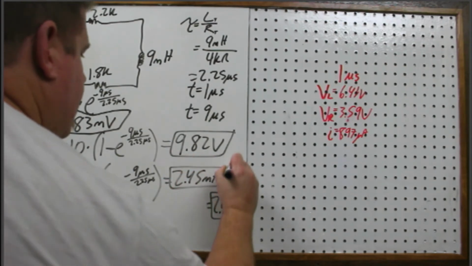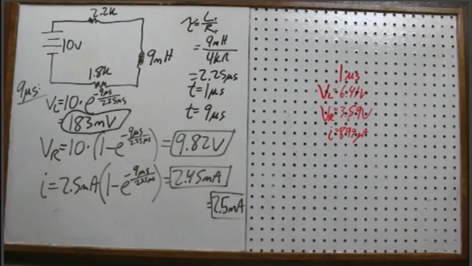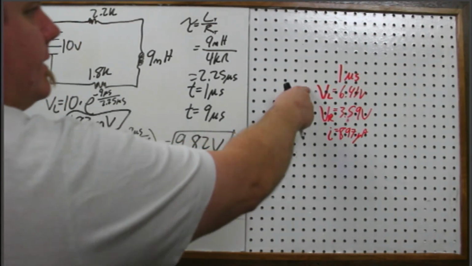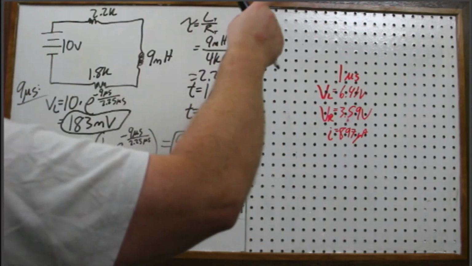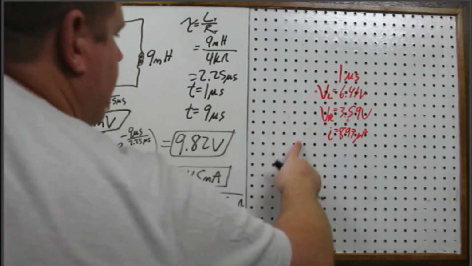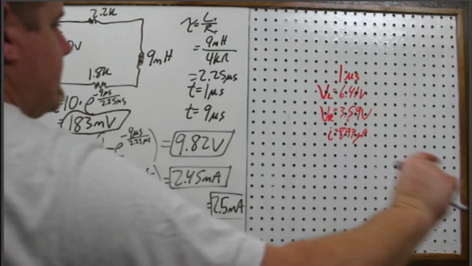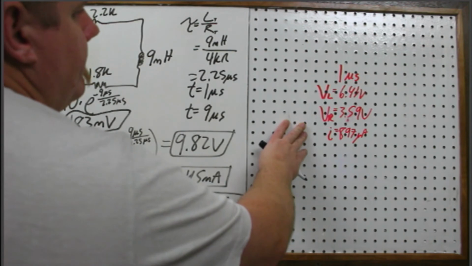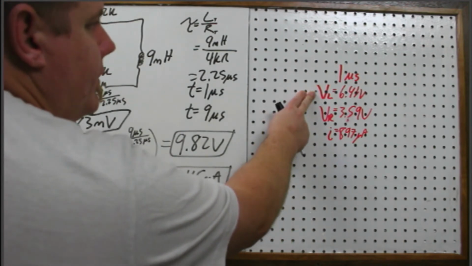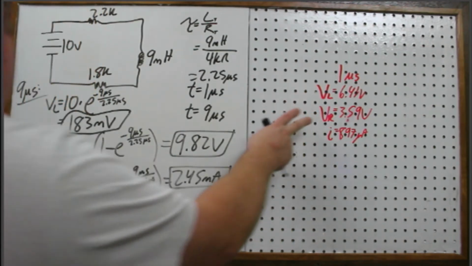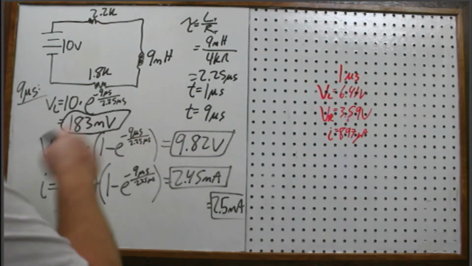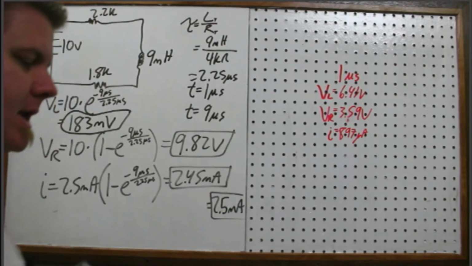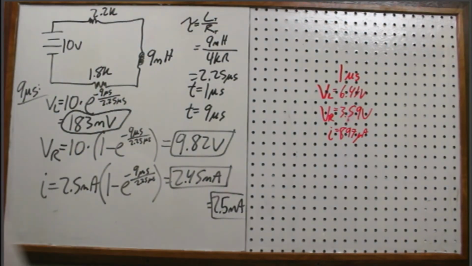2.45 milliamps. About to run out of ink on my marker here. Okay, so there we go. You can see that at just before, we had still gotten pretty far. There's a pretty big jump at the initial growth or decay part, and then everything gets closer to the asymptote and slows down. So even before that, we're at 6.4 here, 3.5 here, but then closer to 5 tau, we're all the way down to 183 millivolts and all the way up to 9.82 and operating at 2.45 milliamps.